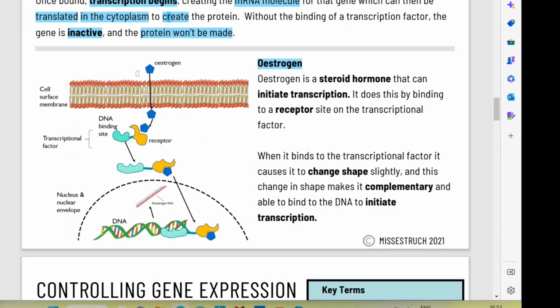So estrogen is a steroid hormone that can initiate transcription.